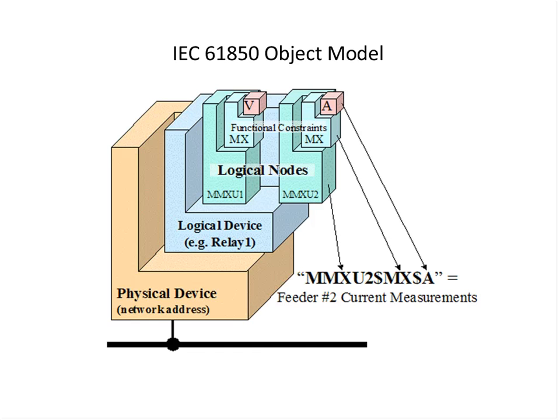Here is an example, a graphical representation of what I showed you previously. You've got the physical device that's connected to the network. You've got a logical device. There's some function inside that device. Then there are a bunch of nodes. In this case, they are feeder lines, 2 feeder lines that have 3-phase flow going on. That's MMXU1 and MMXU2. And then within that, there are functional constraints. That's the MX. And then you've got data elements off of those.